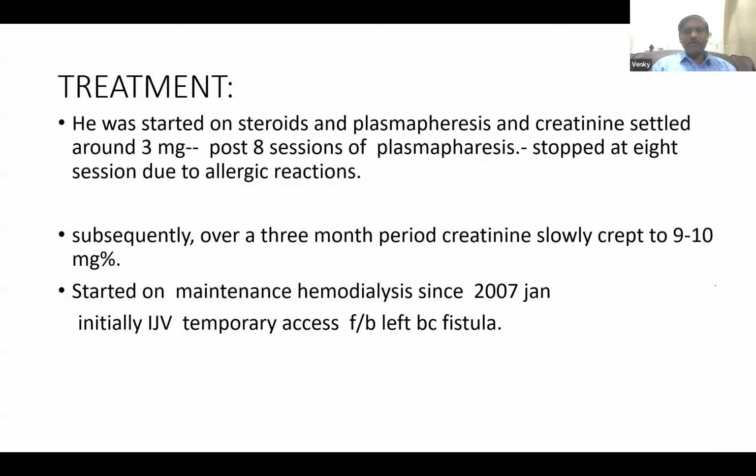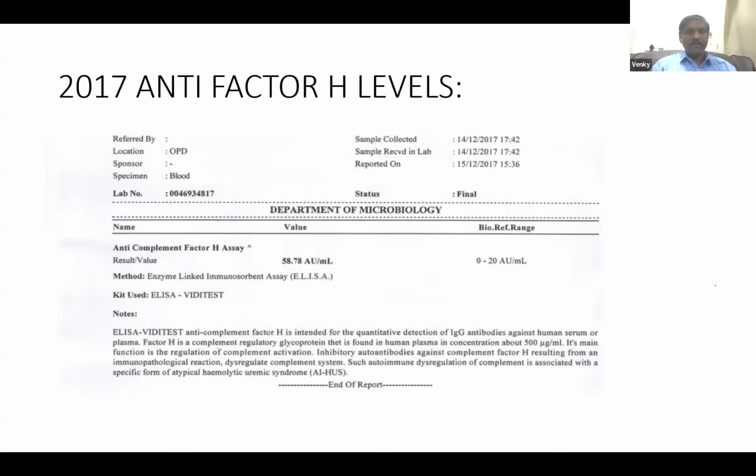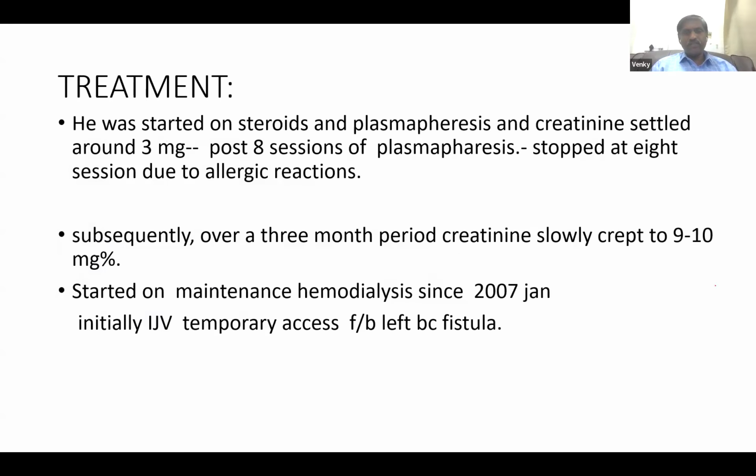And then he was followed up subsequently. Over a 3-month period, his creatinine slowly crept up to 9 to 10 milligrams. And when the creatinine went to 10 milligrams, he was started on maintenance hemodialysis. And he was on maintenance dialysis since 2007 January through IJV temporary access, followed by a left BC fistula access. So he was diagnosed in 2006, and in 2007, he was started on maintenance hemodialysis. So for the next 10 years, he was on the maintenance hemodialysis.